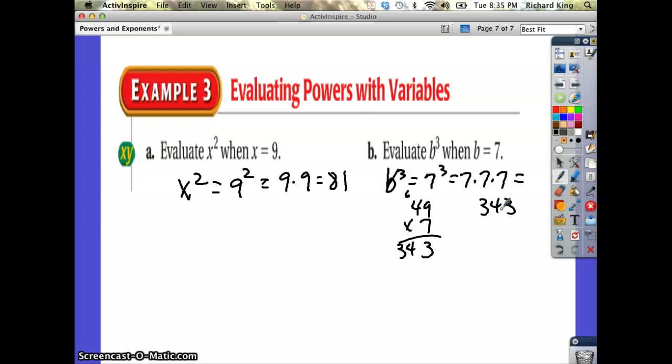So this gives you examples of powers and exponents and concludes the lesson on powers and exponents.